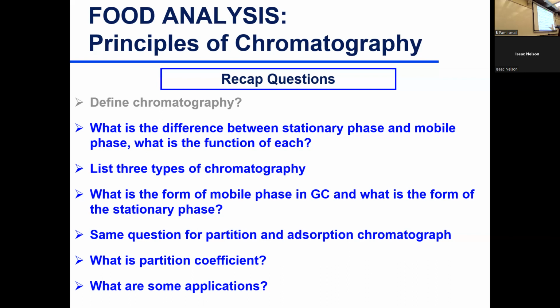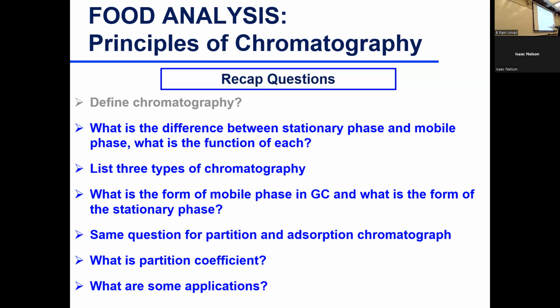So what is the stationary phase in gas chromatography? What can it be? Solid. It can be solid. It can also be liquid. If the liquid is adhered upon a solid, the solid is kind of the support. That's why sometimes gas chromatography is referred to as gas-liquid.